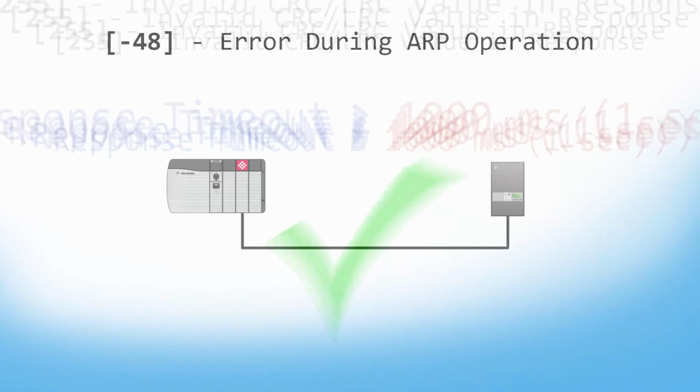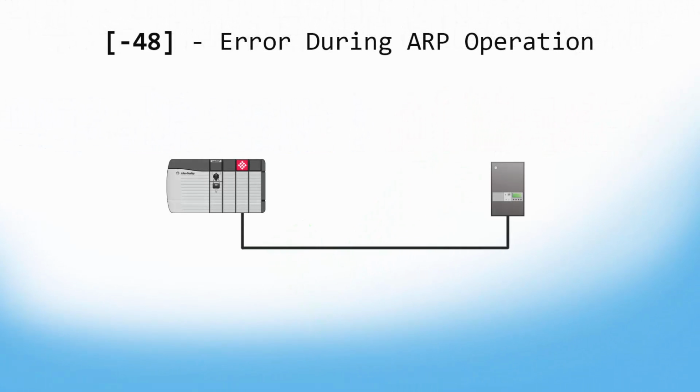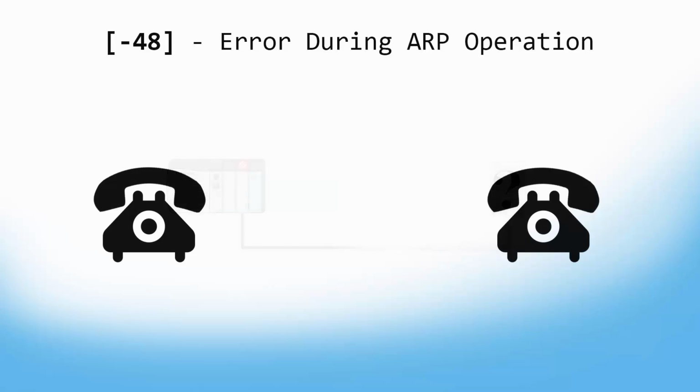The command list entry error code -48 indicates an error during ARP operation. This means the module cannot establish communication with the end device and suggests a problem with the physical layer of the connection. We like to use a phone analogy for some of these codes.